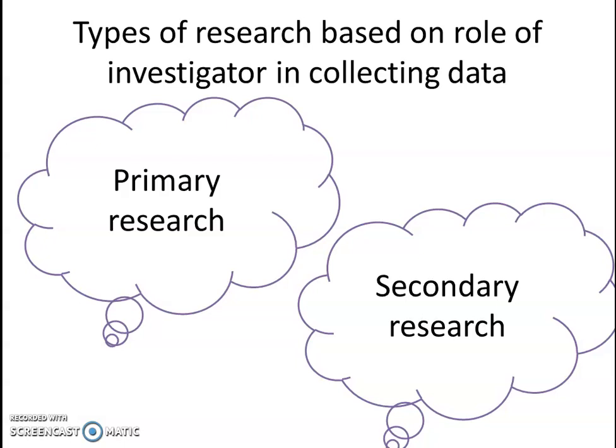Okay, the next way of classifying research. This classification is called primary research and secondary research. This is classified based on what role the investigator is taking in collecting the information. If the investigator is collecting the information first hand, directly by himself or by his group of data collectors, then that is primary research. So this is happening in real time.